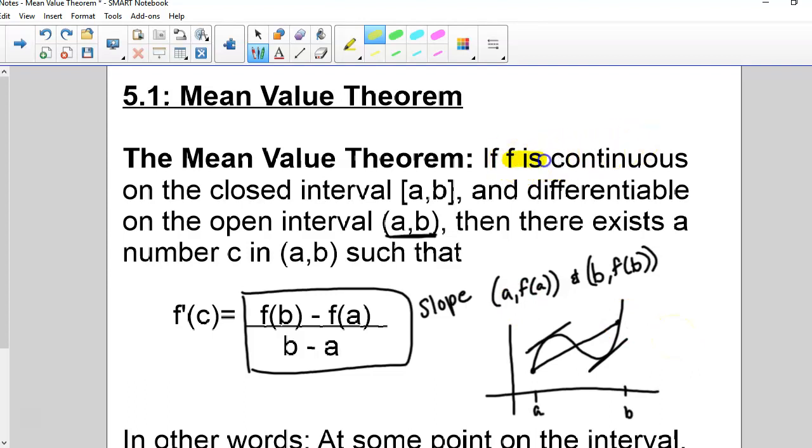The function f is continuous on the closed interval a, b, and differentiable on the open interval a, b. What this means is that your function has to be differentiable everywhere except for possibly at the endpoints. If it's not differentiable at a or b, then that's okay, but everything in between has to be differentiable.